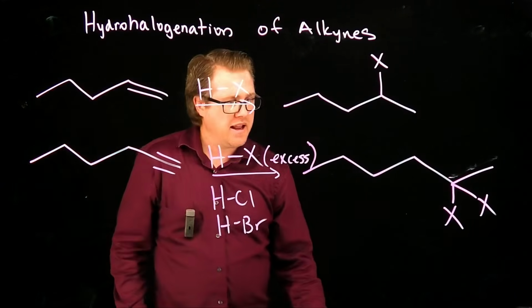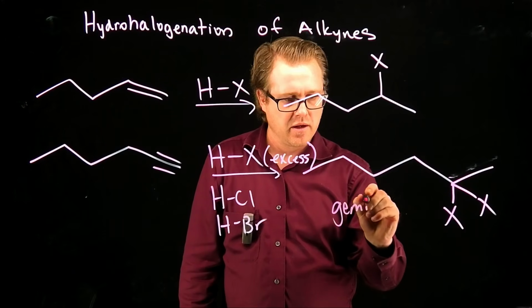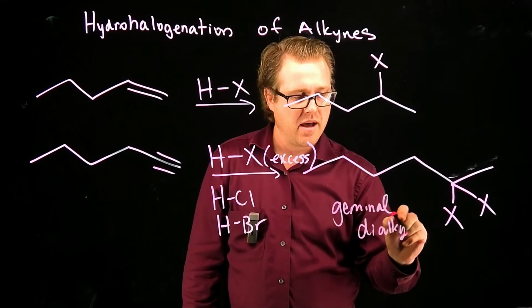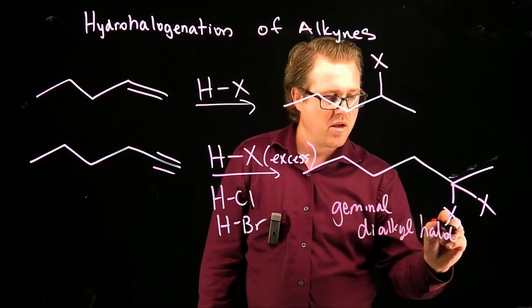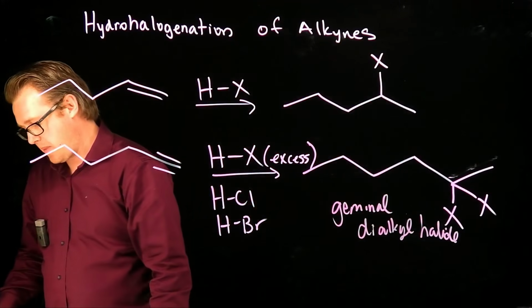And what kind of halide is this going to be called? This is going to be called a geminal dialkyl halide, because we have two halogens there on the same carbon.